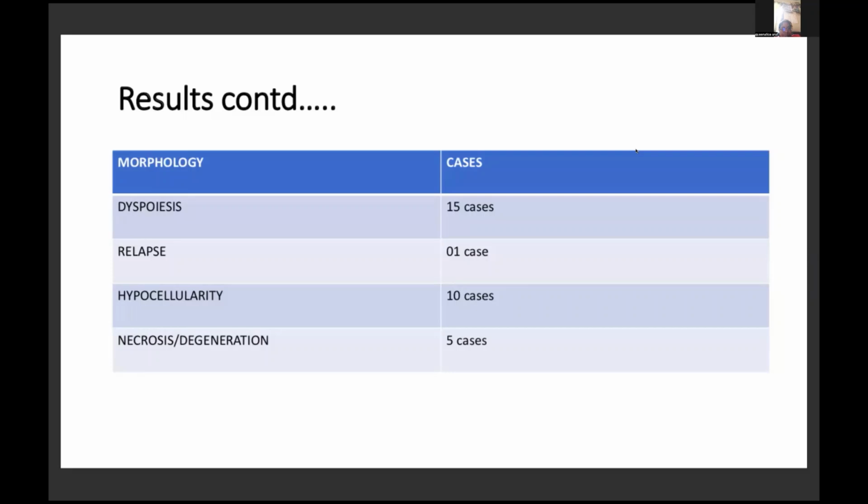But if you see the cellularity, you will think that this is an aplastic anemia or a hypoplastic marrow. You'll get a lot of fat and very few hematopoietic cells. So 10 of our cases, that is 50% of our cases, showed that.